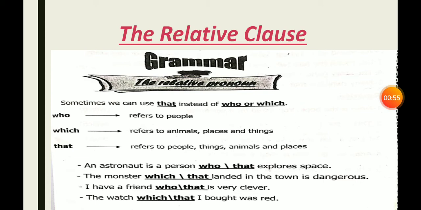Number 2, the monster which or that landed in the town is dangerous. Number 3, a friend who or that is very clever. Number 4, the watch which or that I bought was red. So here we use that instead of who or which.